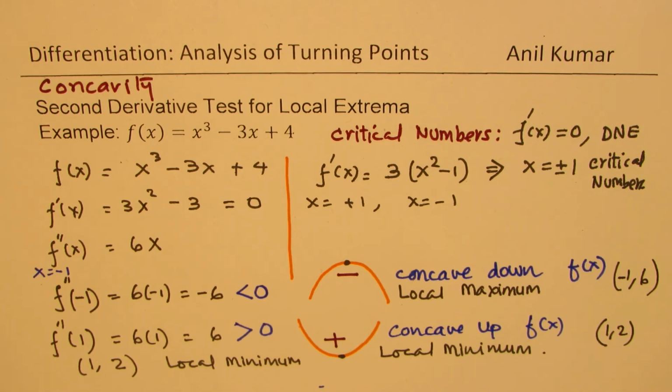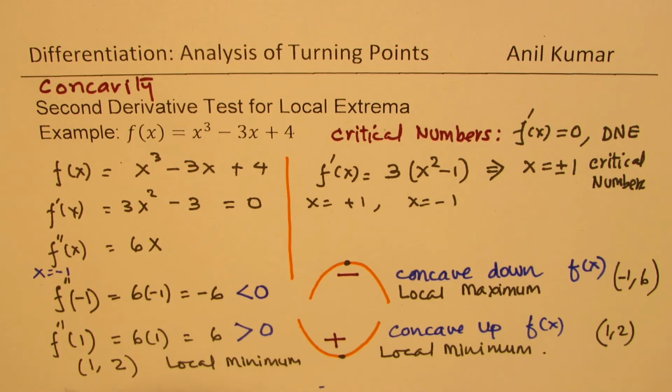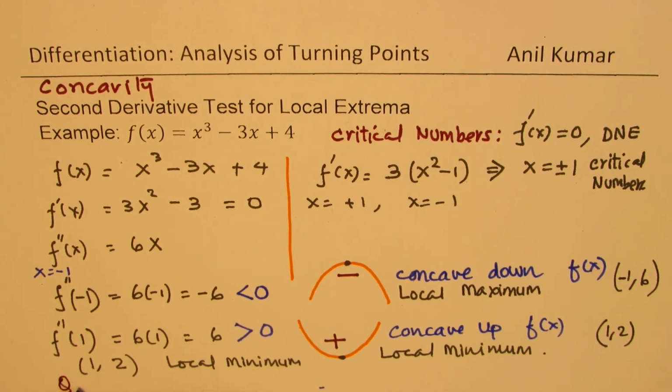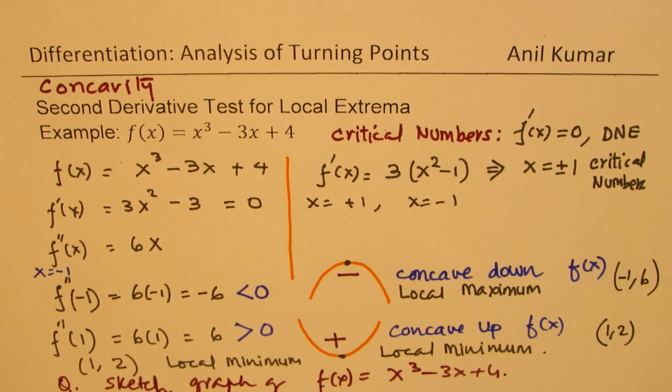Now this particular exercise which we did is also very important for sketching very accurate graphs. So the question for you is: sketch the graph of the function f of x equals x cubed minus 3x plus 4, correct? You know more or less how it looks like, but substitute your values and get an accurate graph.